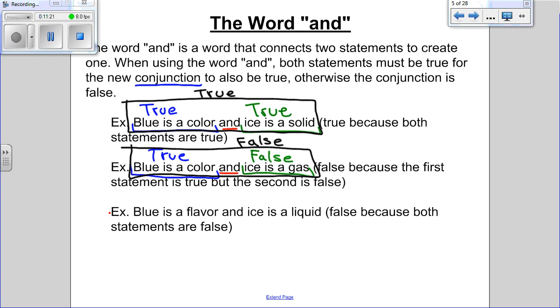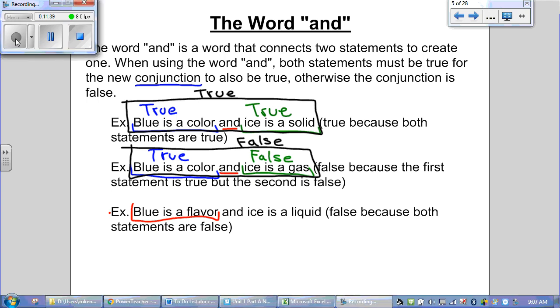This is like the water is wet argument. I've been way too involved in that. I'm invested in that argument. But can you... Okay. On that. Okay, blue is not a flavor. So that is false.